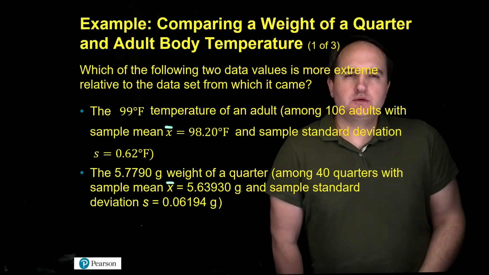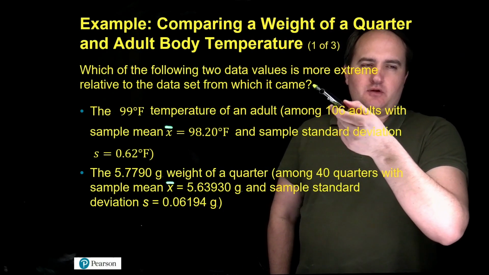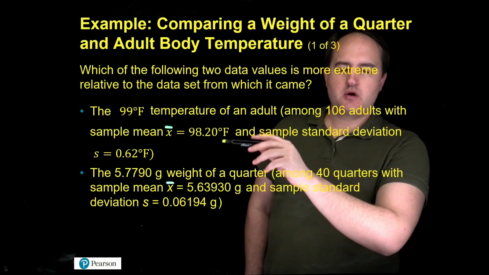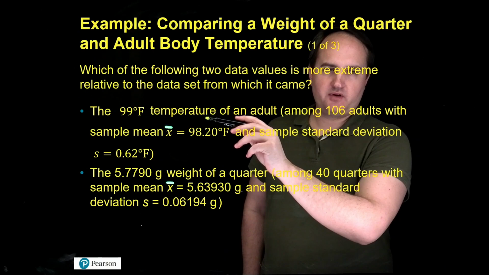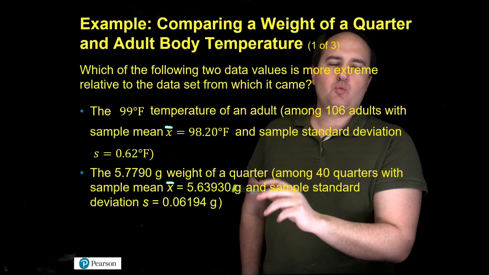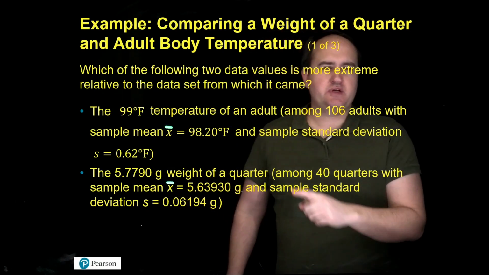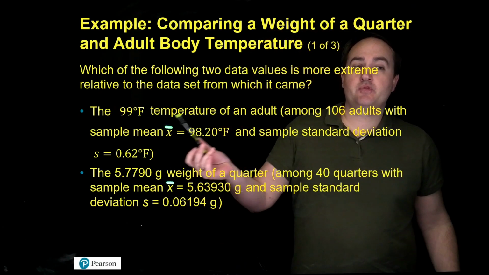Okay, so in order to answer their question, what we need to do is we need to find the z-score for both the temperature of an adult and then also the weight of the quarter. Okay, so let's just start with finding the z-score for the temperature of an adult.